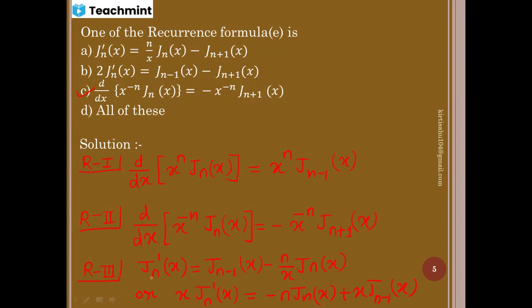Now just see, are we getting this recurrence relation over here? So the answer is no. Why not? Because here we have Jn minus 1 and Jn dash, but in recurrence relation 1, we have Jn plus 1 and Jn dash. So obviously, if it is not in recurrence relation 3, it will be in recurrence relation number 4. So the answer for this is option D, which means all the three above are recurrence relations.